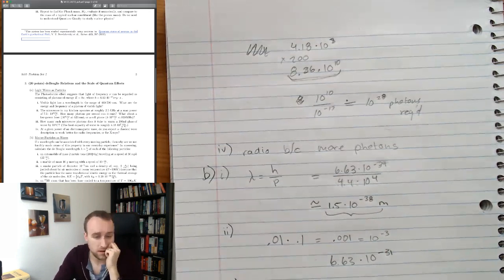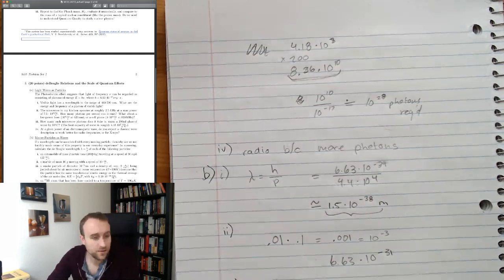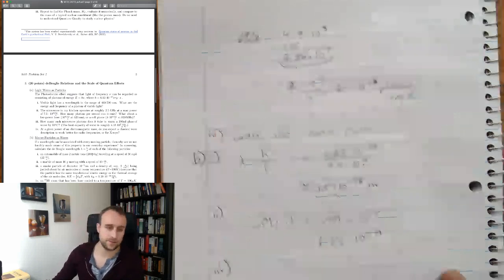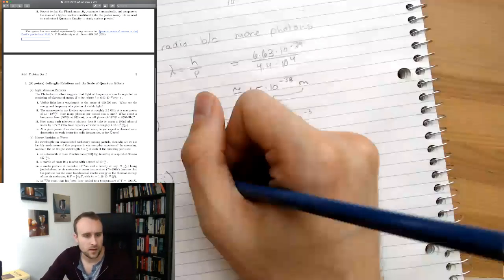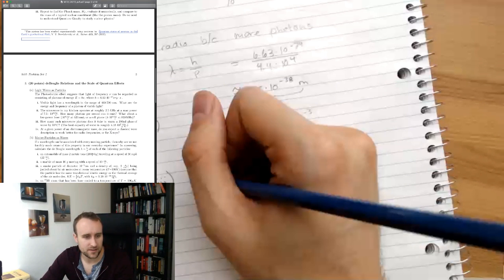3. A smoke particle, diameter 10 to the negative 5 centimeters, and a density of, say, 0.2 grams per centimeter cubed, being jostled about by air molecules at room temperature, T equals 300. Assume that the particle has the same translational kinetic energy as the thermal average of the air molecules. Ooh, okay, all right. So how much mass does it have? Let's start with that.